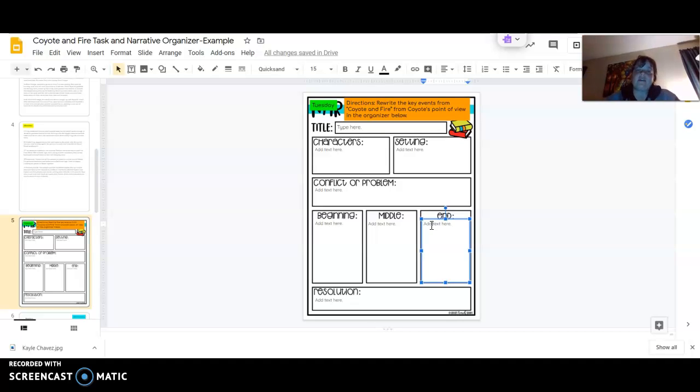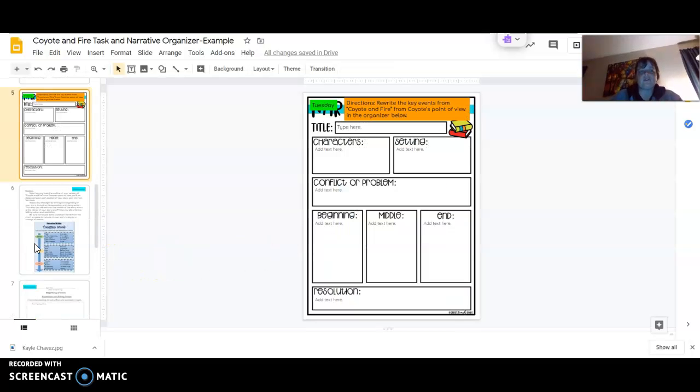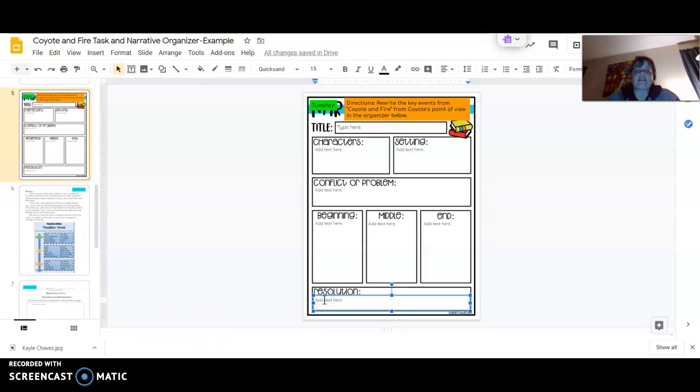Think about the end. How is this situation or the problem solved towards the end? So think about how you can write that here. You don't have to write complete sentences, just a few key words, just to remind yourself when you start elaborating on the story tomorrow. And then what was the big solution? Like how was the problem solved at the end of the story? What was the resolution? So that's what you're doing today, is just this organizer.